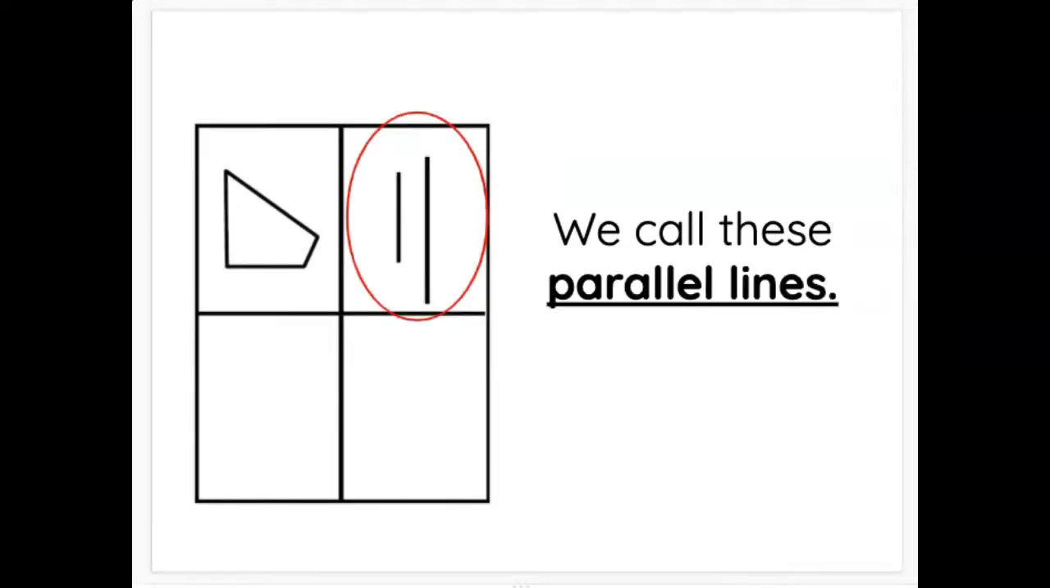We call these parallel lines. Let's write that down. I'm going to write it below my 2 lines. I'm just going to write parallel lines. I want to make sure I write that down so I remember that vocabulary word. We're going to be using that word a lot today. So lines that never touch are called parallel lines.